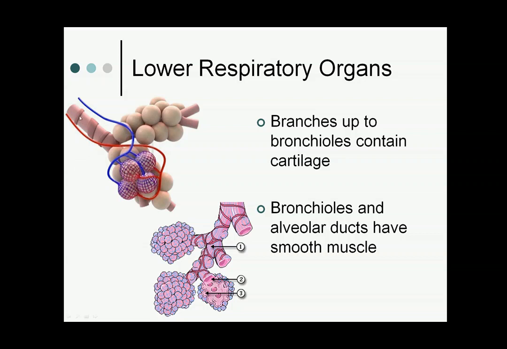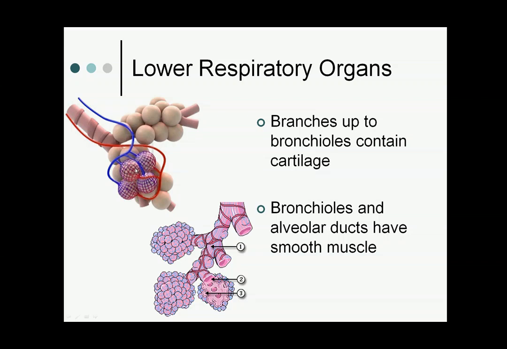Here's a really good picture of the alveolar duct, which is the tube leading into the alveolar sac, which is all of these little alveoli, which are where all the gas exchange takes place. Here gives you an idea of how the capillary is involved, venules and arterioles coming in and out.